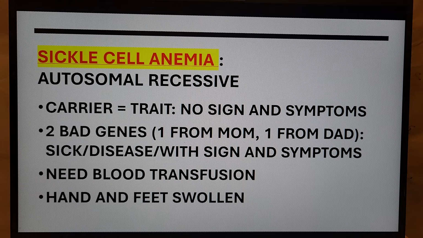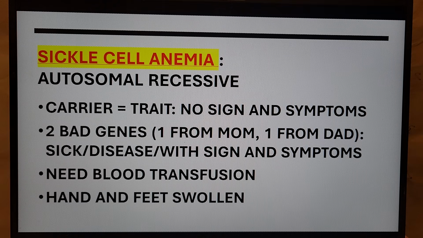The problem is if carrier marries carrier, right? And now if mom gives the bad gene and dad gives the bad gene, then the child will have the disease. Sickle cell disease means they have sign and symptom. So this can only happen if mom has one bad gene and dad has one bad gene. So we call this autosomal recessive. Both parents guilty. Because it is impossible, if one parent is totally healthy and the other one is a carrier, to have a child with sign and symptom. All right.